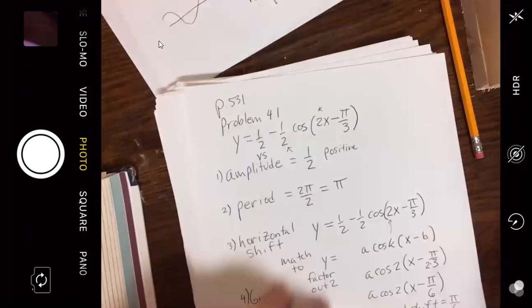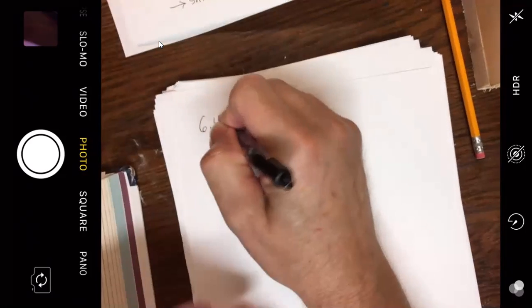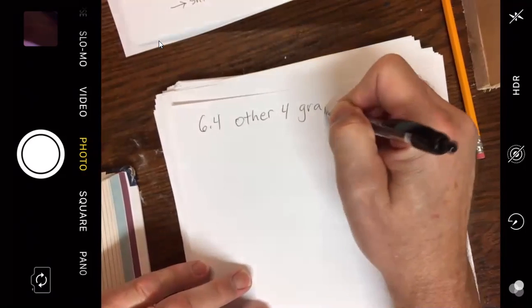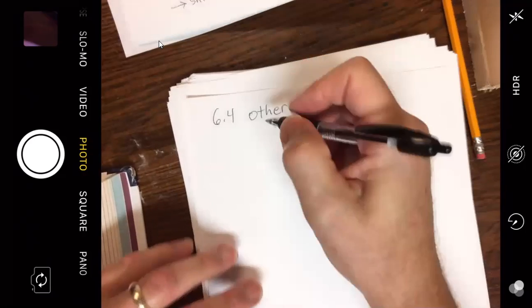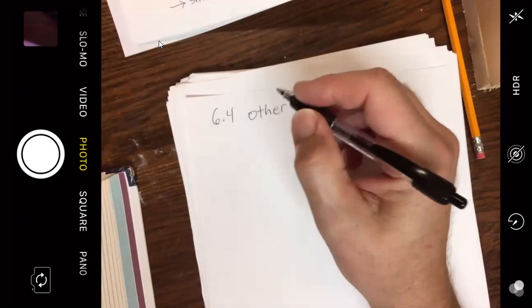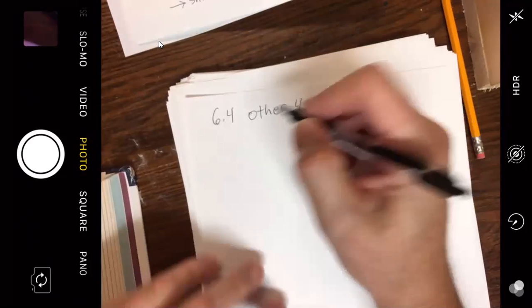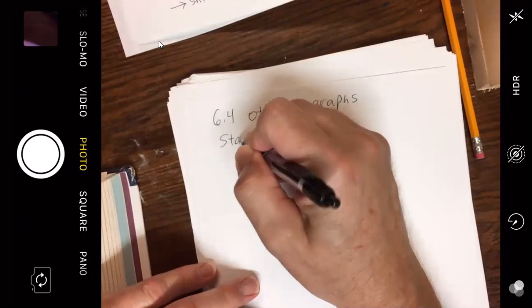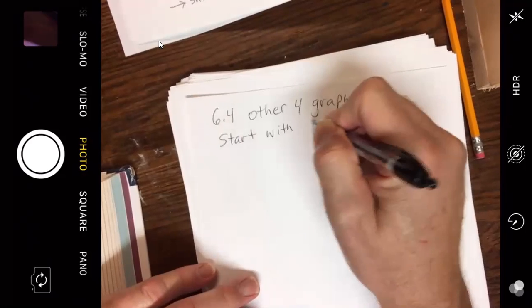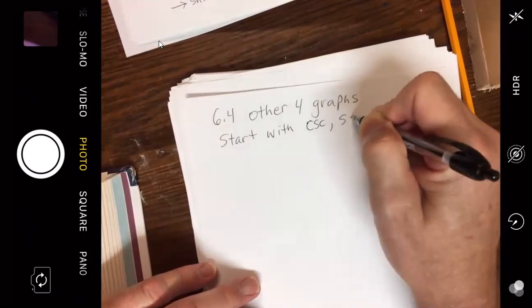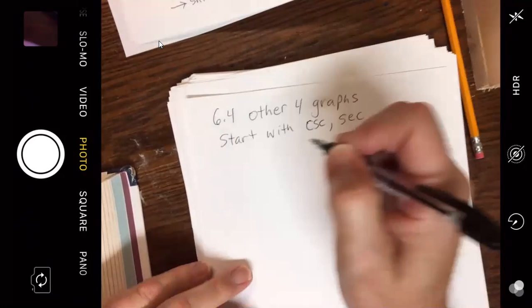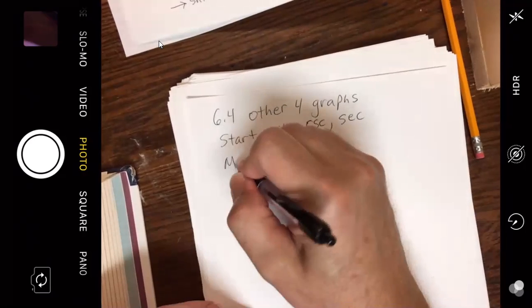6.4 is again the other 4 graphs. I'm going to start with secant and cosecant. And there's going to be minimal information we want off of these. I'll start with cosecant and secant. Okay. Minimal info we want is just period.